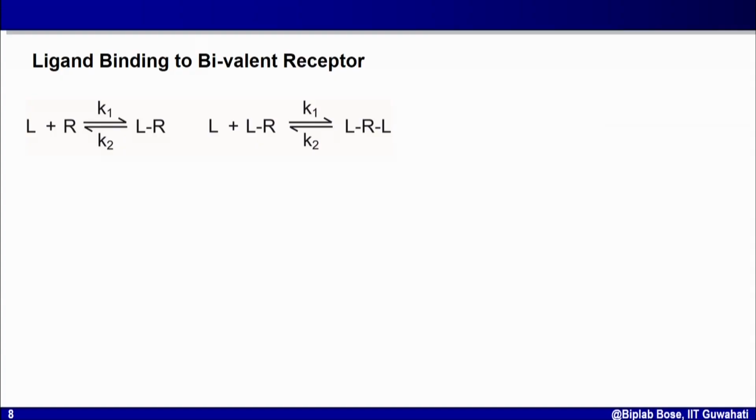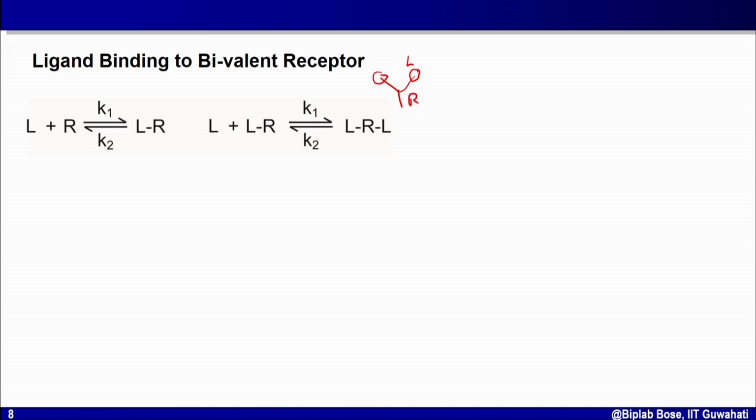So let us look at one example where I have a monovalent ligand but the receptor is bivalent. So what we have here is that one ligand can bind here, another ligand can bind here. So these circles are ligand, and the Y-shaped thing, R, is the receptor.